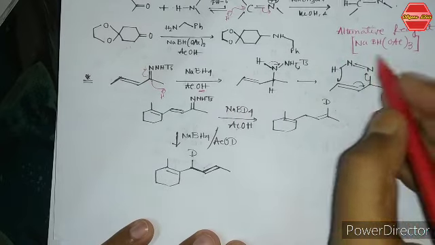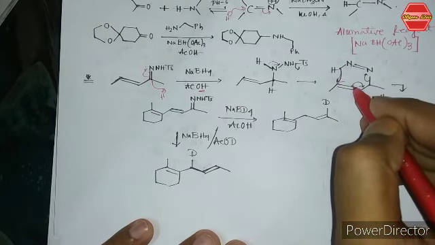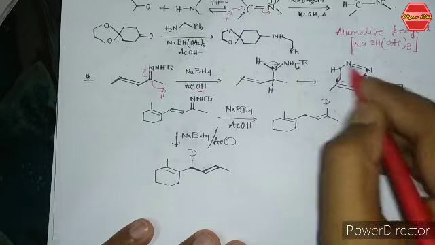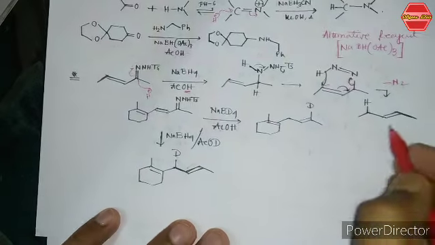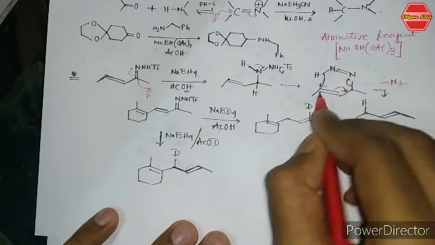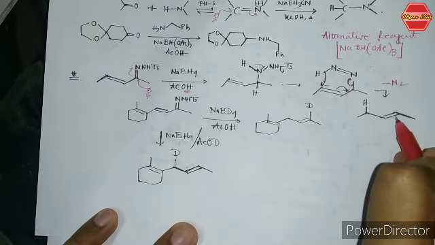Now there is a hydride transfer from here, and these bonds go here, and this will leave the system as nitrogen. Okay, so now this hydrogen is migrated to this center, and this double bond is also shifted from here.